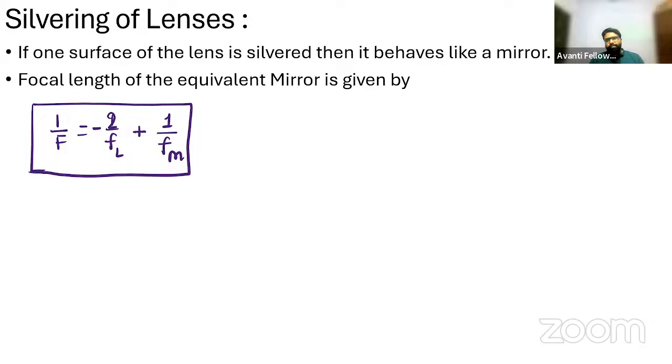So focal length of equivalent mirror is given by 1 upon f is equals to minus 2 times 1 upon fl minus 2 upon fl. Fl is nothing but the focal length of lens. And fm is equals to focal length of mirror.